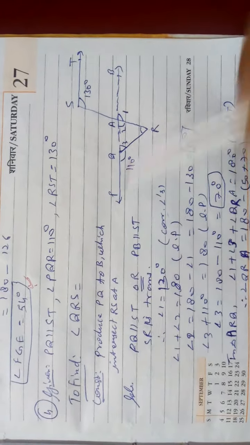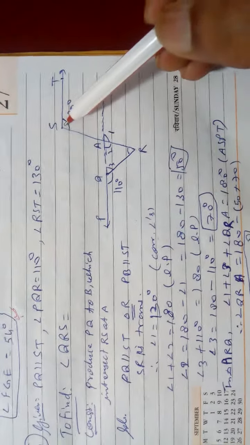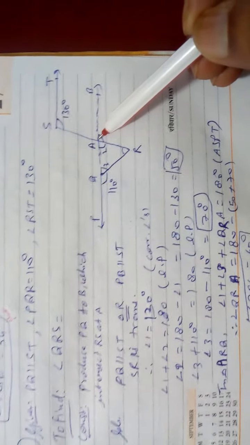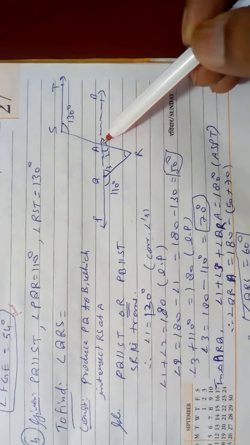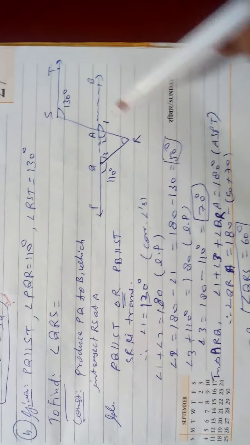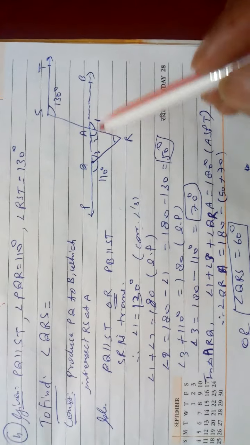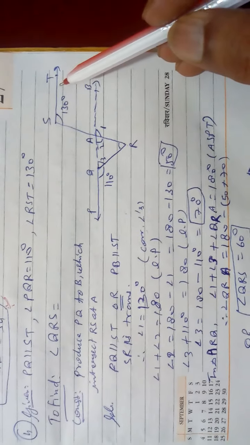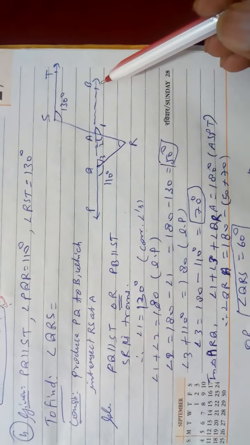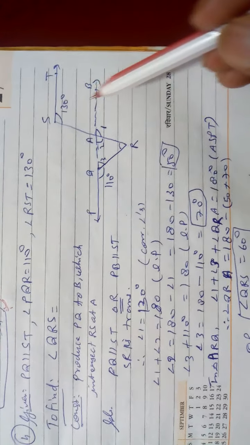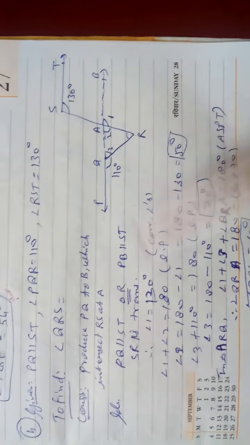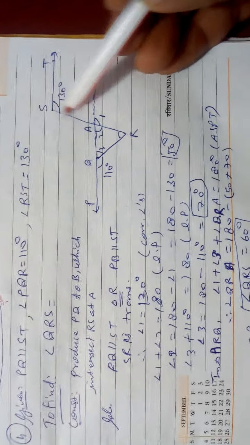Produce the PQ to intersect SR at A, intersecting the SR at A. So PQ is parallel to ST, given. What about the PB? It means PB will also be parallel to ST, and this will be the transversal.